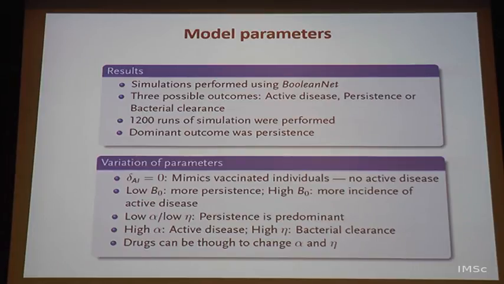And some parameters that were varied here: this delta AI, which is 0, means it mimics vaccinated individuals. This is the delay in the onset of triggering that rule, no active disease. And this is a count of the bacteria, low B naught, which means more persistence, high B naught is more incidence of active disease of some kind. And we have low alpha, low eta values, which are basically treatment kind of a thing. Is an individual being treated or not treated, and therefore the growth rate is changing or killing rate is changing and so on. And high alpha, you get active disease basically because of no treatment, and clearing rate, this is eta, then bacterial clearance is higher and so on.